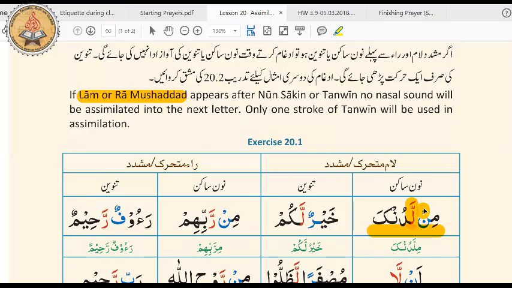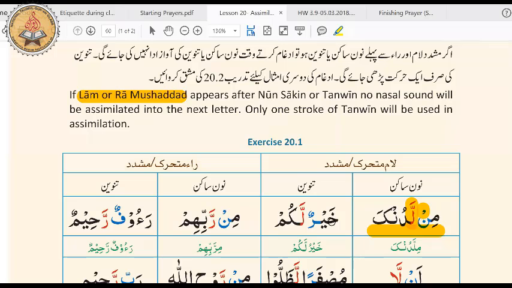So it's the same here. The noon sakin will not be pronounced in this case. So how I would say this is milladunka, okay? Not milla, milla. I'm ignoring this noon sakin here. This is because idgham kamil is taking place, okay? So this was an example with the lam mushaddad and a sakin letter.